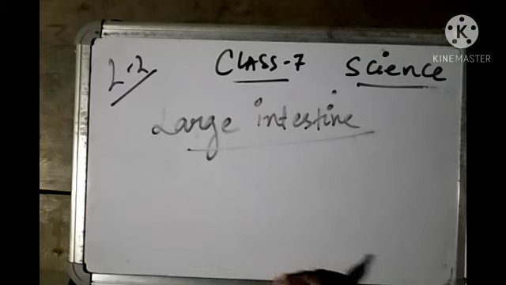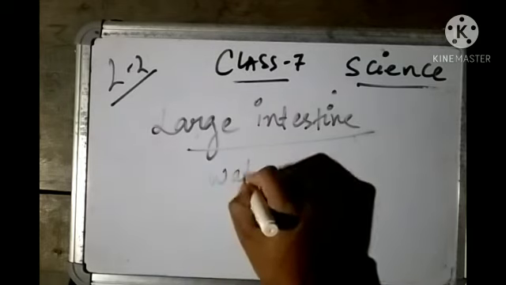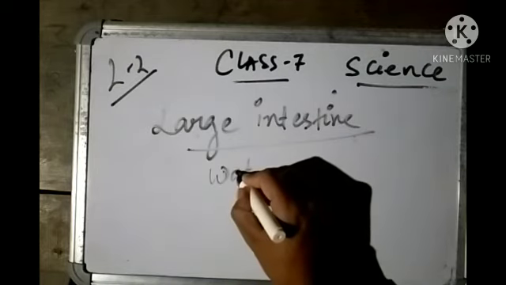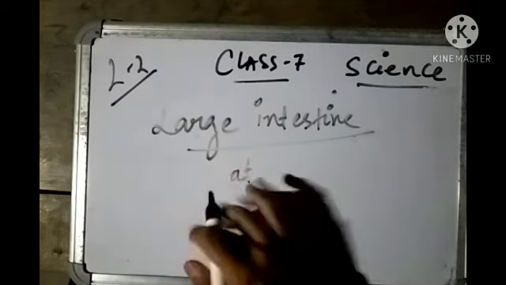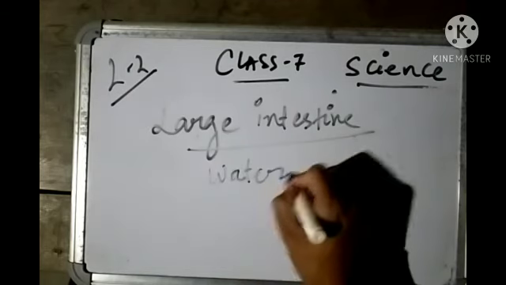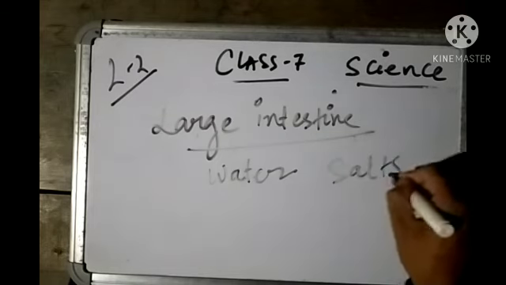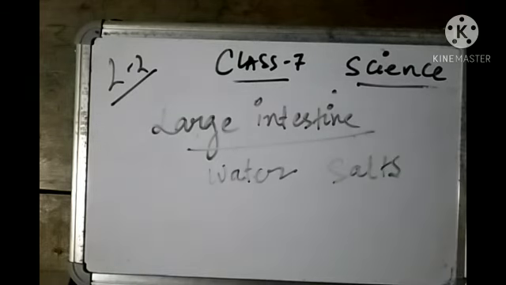The large intestine functions to absorb water. Water and some salts are absorbed from the undigested food material. The remaining waste passes into the rectum and remains there as semi-solid feces.